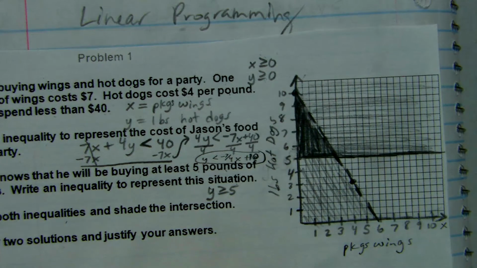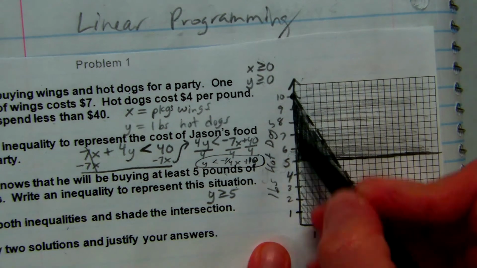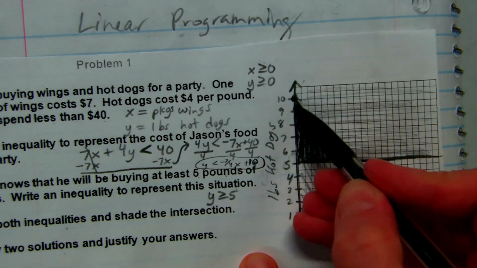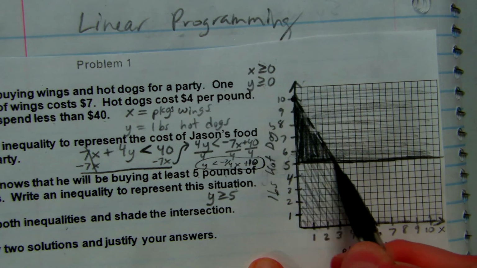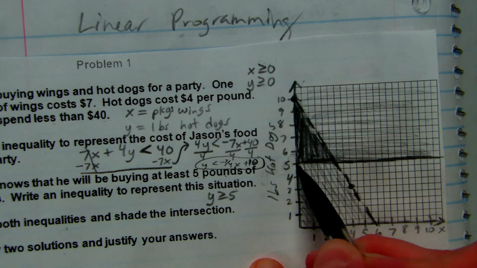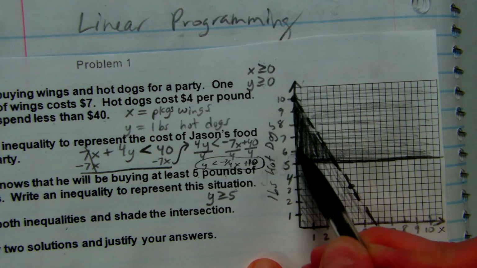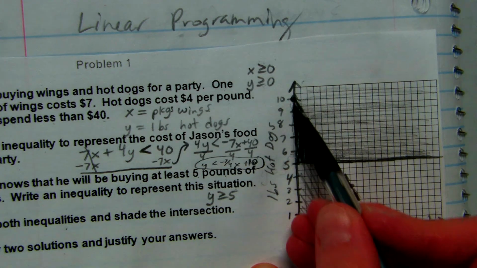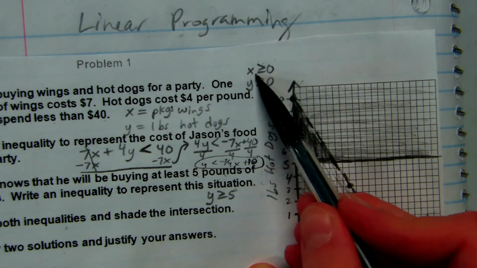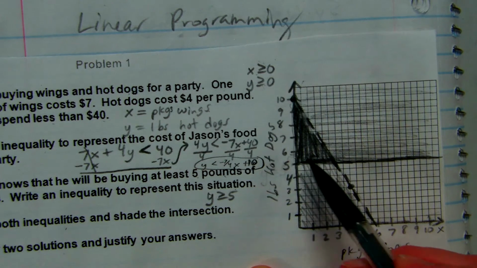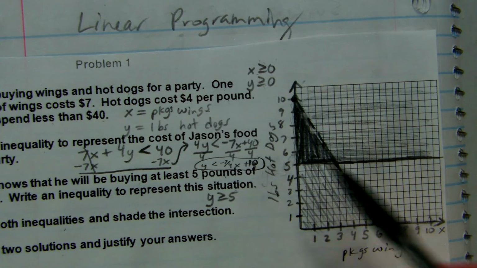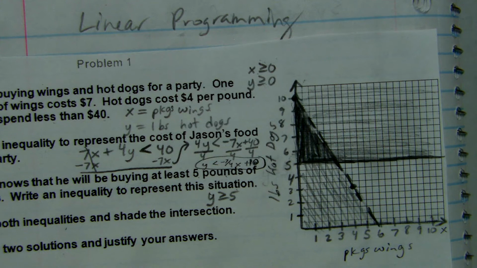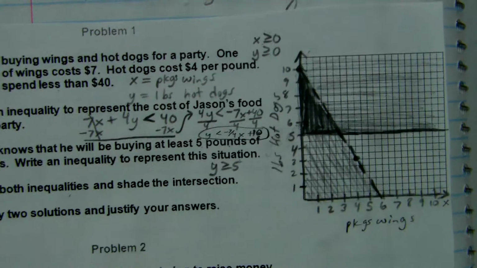So our solutions are inside this triangle, and then anything on the solid line here would also be a solution. And anything that's on this line would also be a solution because we did talk about being greater than or equal to 0. I could buy 0 wings. That is an option. So we're supposed to identify 2 solutions and justify our answers.